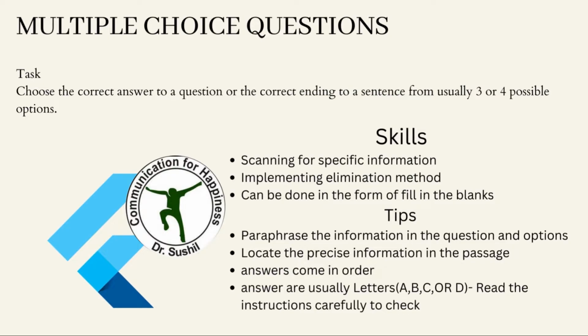It can be done in the form of fill in the blanks also, because it helps you to find the answers easily. The tips could be: paraphrase the information in the question and options. Locate the precise information in the passage. Answers come in order. Answers are usually in letters like A, B, C or D. You need to read the instructions carefully to check.